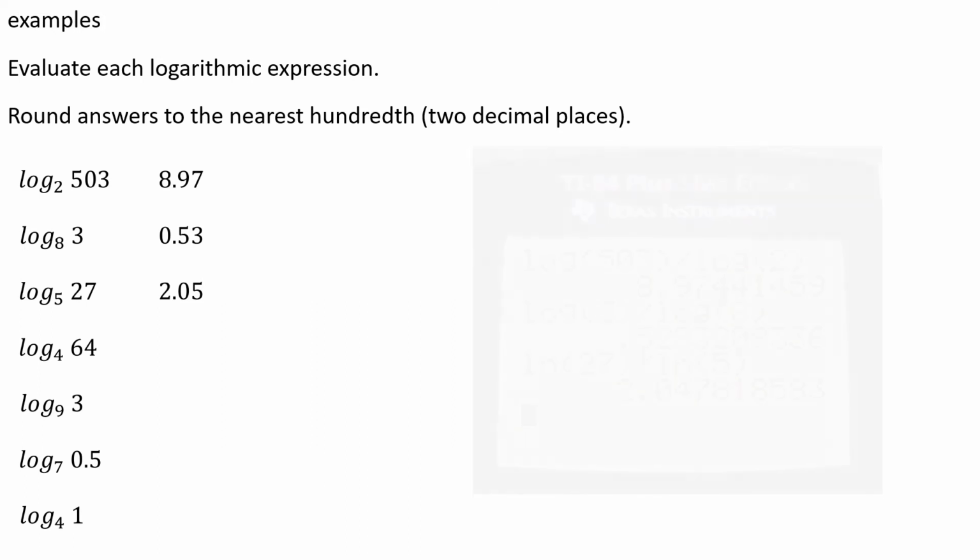Log base 4 of 64. Okay, I'll pause. Use your calculator. Okay, who's the wise guy? Wasn't this the example we just did a few minutes ago? Yeah, you better get 3.